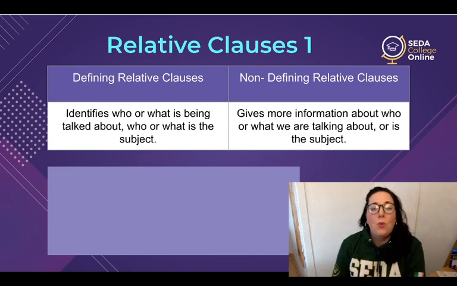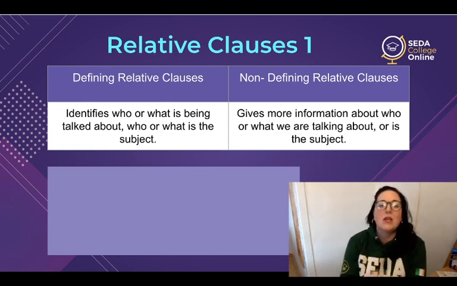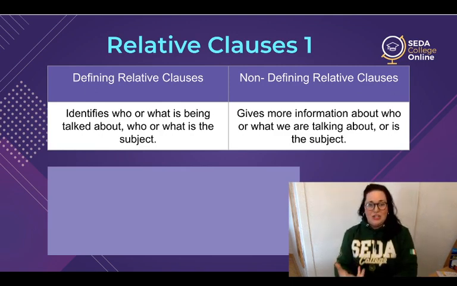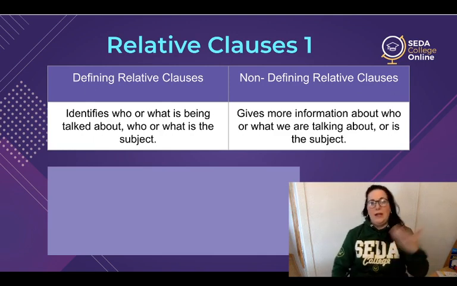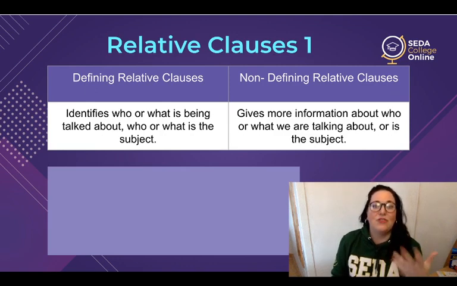So, we have two types of relative clauses. 1, 2. Defining relative clauses, which identify who or what is being talked about, who or what is the subject of the sentence, okay? And a defining relative clause is important for you to remember the part defining, because a definition gives you information about who or what something is, right? So, definition, defining. Defining relative clause identifies who or what is being talked about. That's the most important part for you to remember, okay?